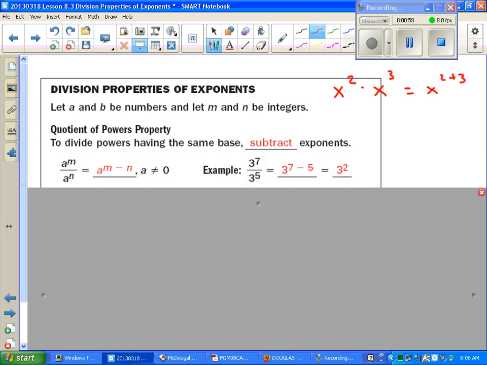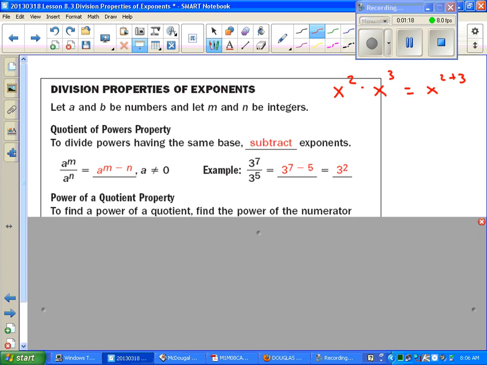So here's an example. A to the m over a to the n. Notice the bases are the same. Both of them are a. You subtract your exponents, m minus n. So you get a to the m minus n, when a is not 0. Same thing with 3 to the 7th over 3 to the 5th. Same base 3, so 3 to the 7 minus 5 becomes 3 to the second power.